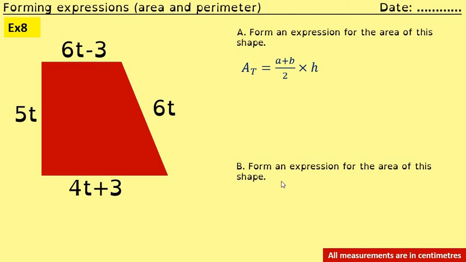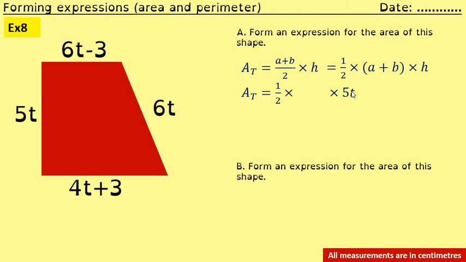So this formula is fine. I'm going to use a slightly different version. I'm going to use a half times a plus b times the height. These two things are absolutely identical to each other. So, substituting in what I have. So a and b are my parallel edges: 6t take away 3 and 4t plus 3.